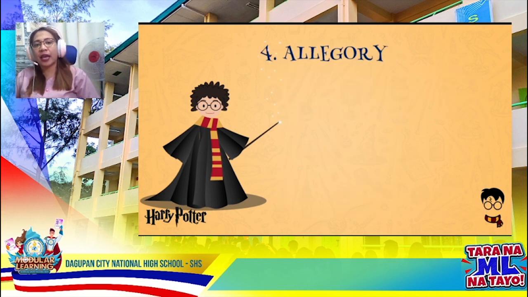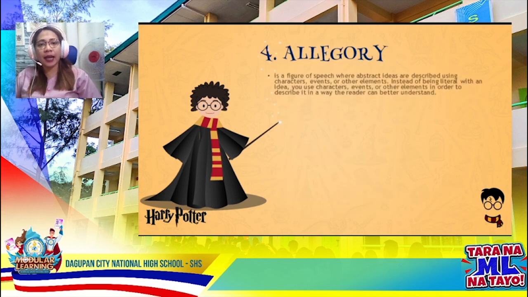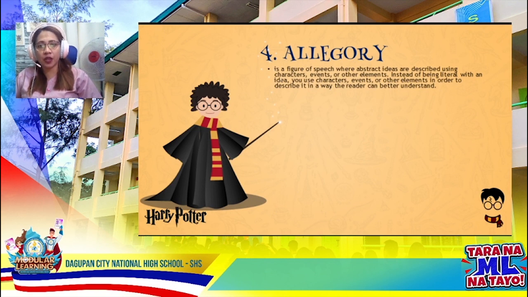Next we have allegory. When we say allegory, this is a figure of speech where abstract ideas are described using characters, events, or other elements. Instead of being literal with an idea, you use the characters, events, or other elements in order to describe it in a way the reader can understand it better.